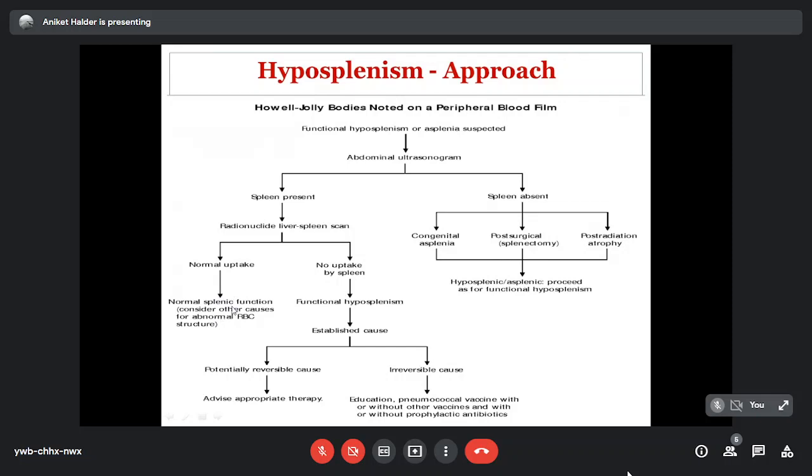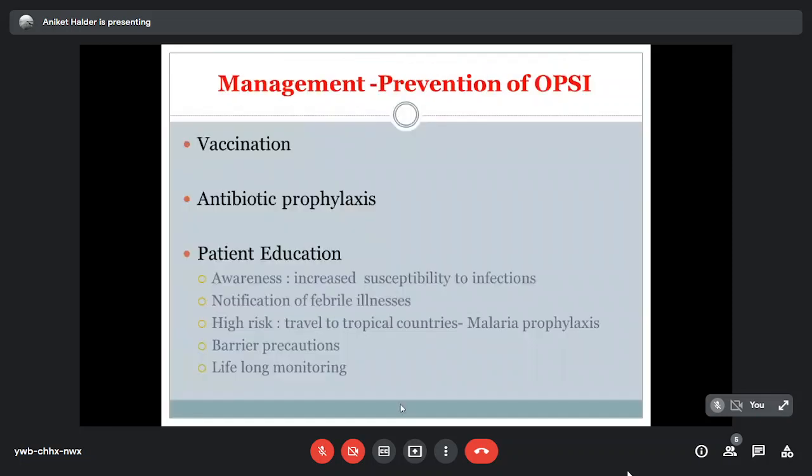should be assessed. If there is no uptake by the spleen or decreased uptake by the spleen, there is functional hyposplenism. We have to establish or identify the cause behind this hyposplenism. If there is a reversible cause, appropriate therapy should be given. If there is irreversible cause, then the triad of patient education, the vaccination, and prophylactic antibiotics should be given.